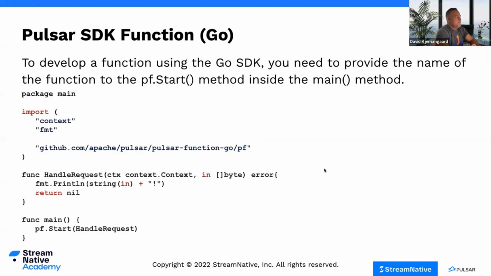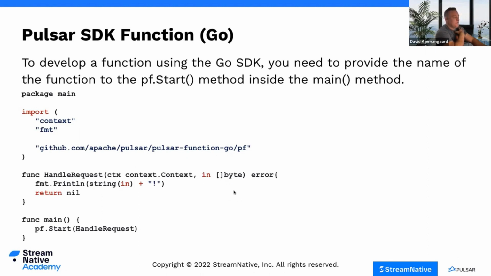Last but not least, if you want to write your Pulsar functions in Go, this is how you implement the SDK as well. You have to import the Pulsar function Go library as shown here. For the input statements, you define the handle request method that takes in, again, the context object. Because of Go, they're inverted. Context object comes first, and then your input type, whatever your schema type may be.